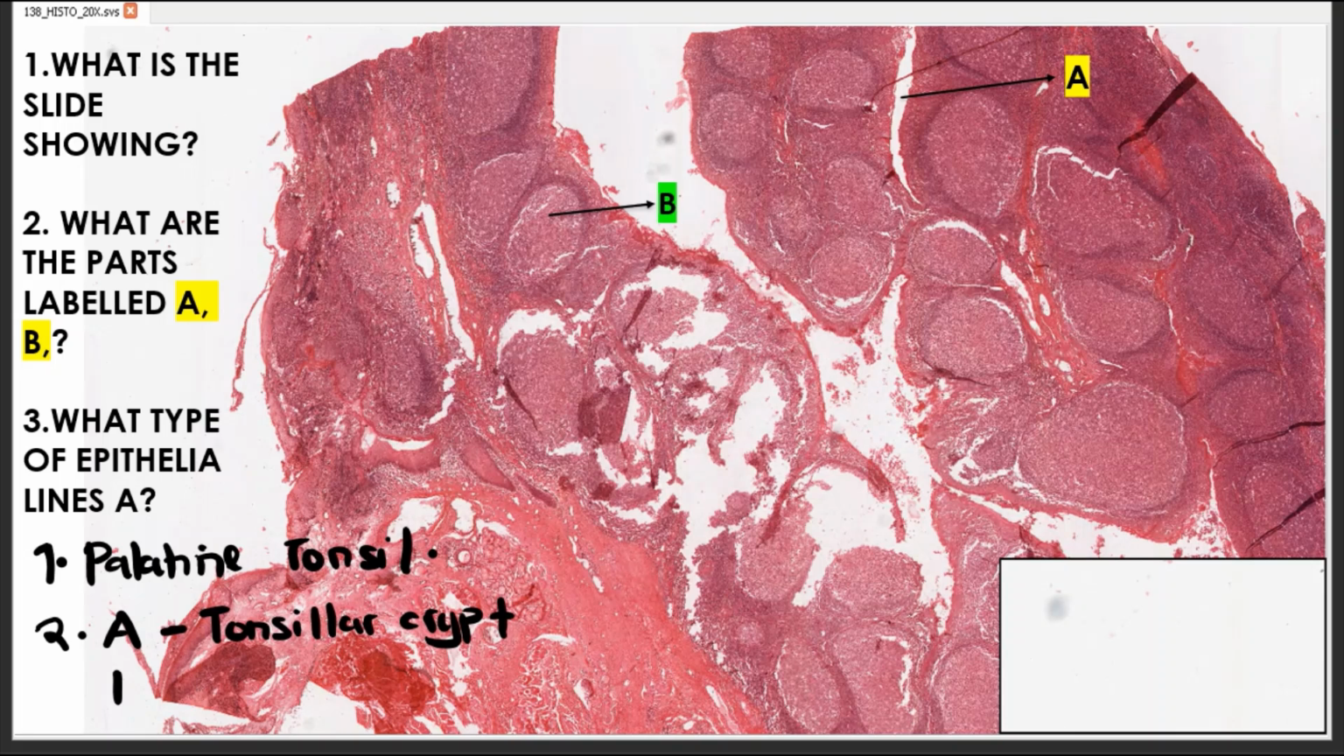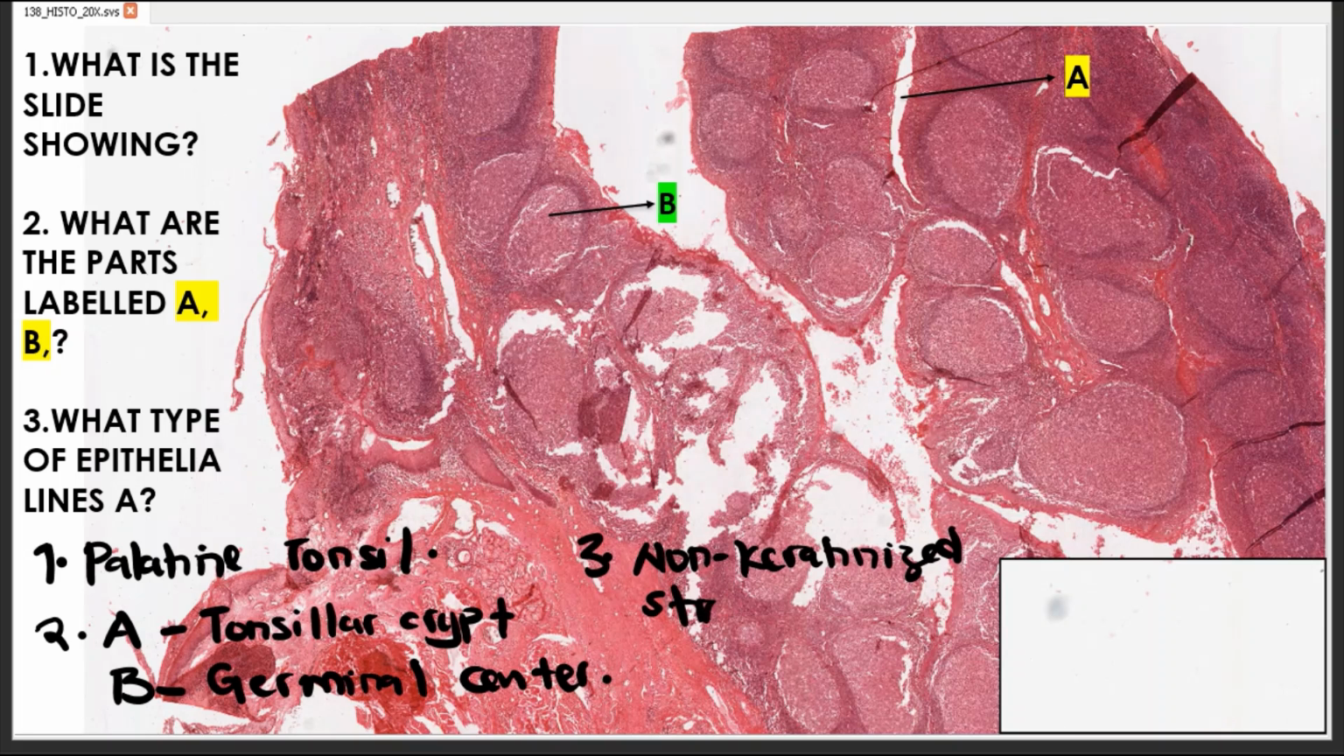B is a lymphatic nodule. Specifically, it is showing the germinal center of a lymphatic nodule. What type of epithelia lines A, the tonsillar crypt? A is lined by a non-keratinized stratified squamous epithelia. So 3 is non-keratinized stratified squamous epithelia.